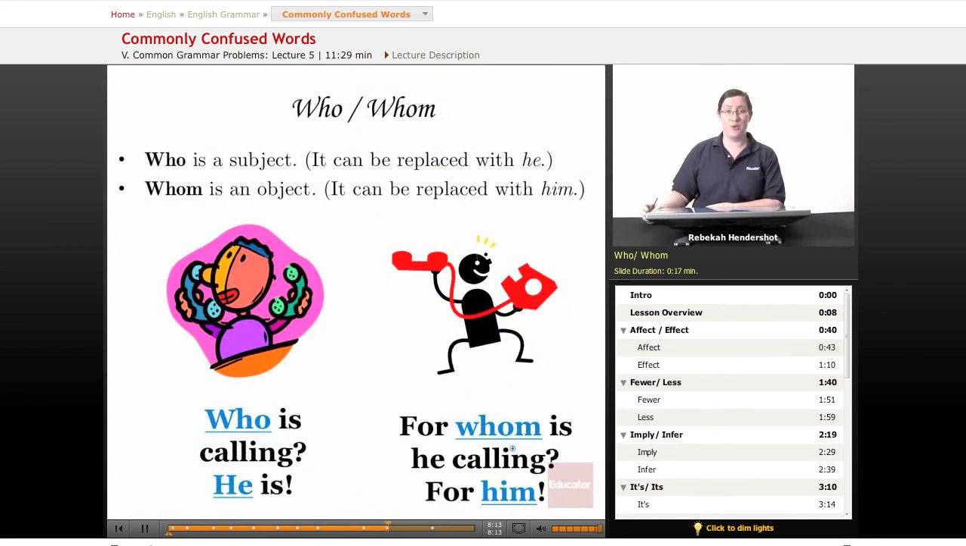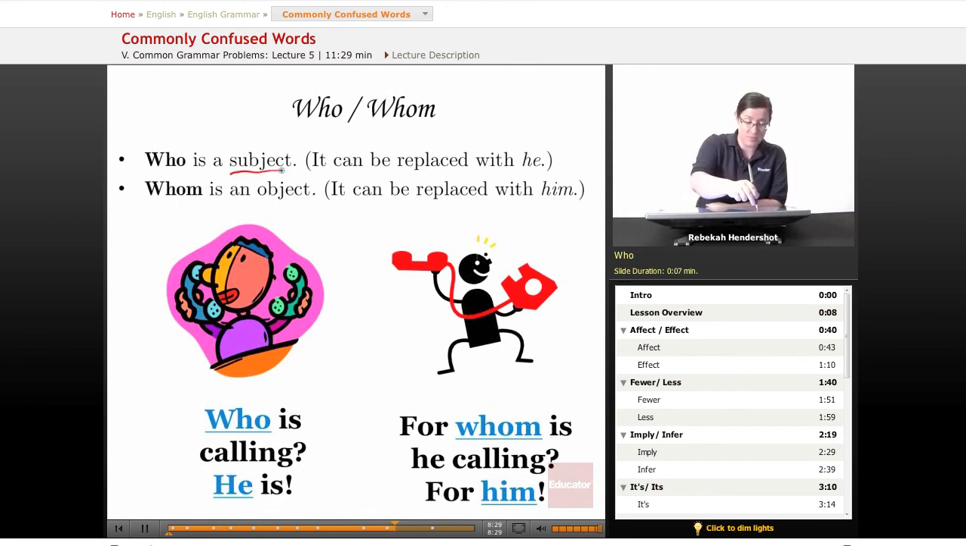All right, who versus whom. This is actually an area of what's called hypercorrection, where people using English use whom to try to sound better educated and more erudite, and they usually use it incorrectly. Here is how to actually tell when to use who and when to use whom.